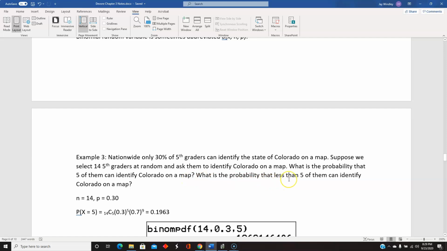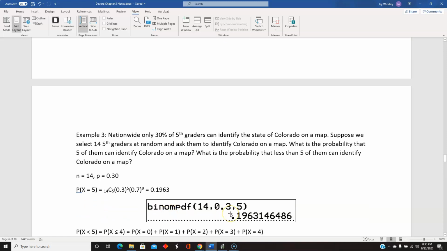So what's the probability that 5 of them can identify Colorado on a map? What's the probability that less than 5 of them can identify Colorado on a map? So our n is 14, our probability of success is 0.3. We want to know the probability of 5 successes. That's 14 choose 5, probability of success to the 5th, probability of failure to the 9th, because if you had 5 successes, you had to have 9 failures. So using the formula this way, you get 0.1963, or punching it into the calculator's binomial PDF function, you get the same 0.1963.